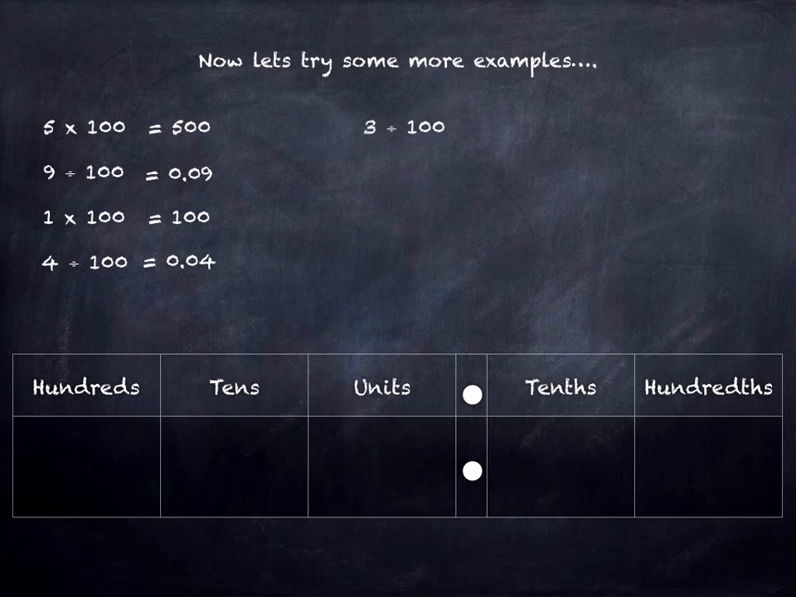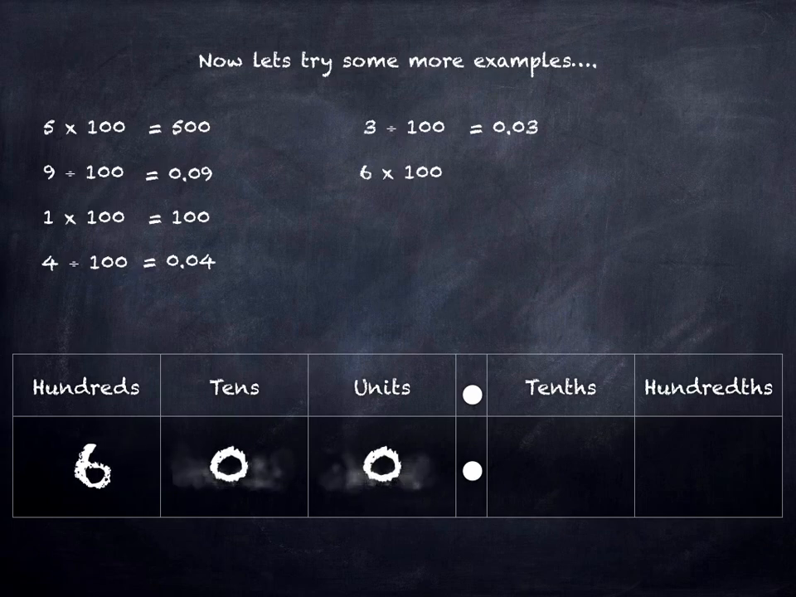Now we're dividing again, 3 this time, 3 into the units column, and we're dividing, so we're going 2 places to the right. I was right to share my sweets. Pop in the zero placeholders. 3 divided by 100, 0.03. 6 times 100. 6 into the units column, I'm timesing, I'm going to the left 2 places. I left my times on the train. 6 times 100 is 600.